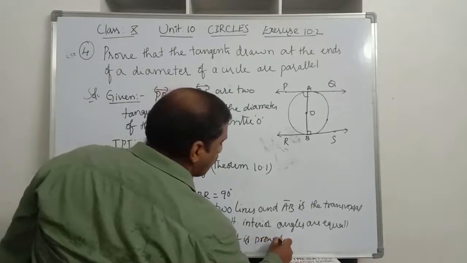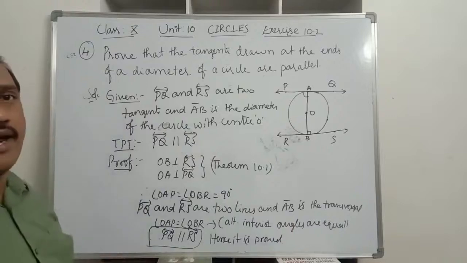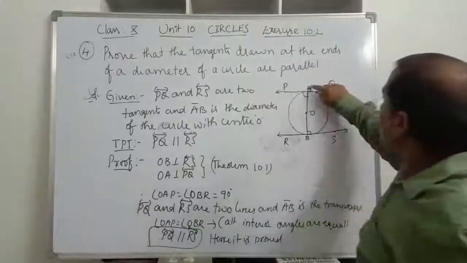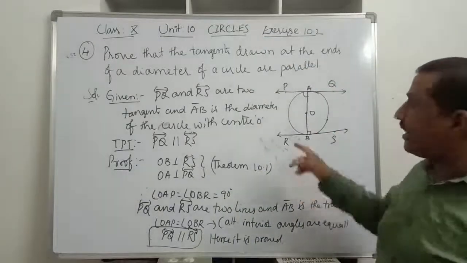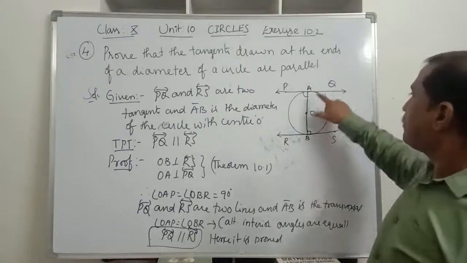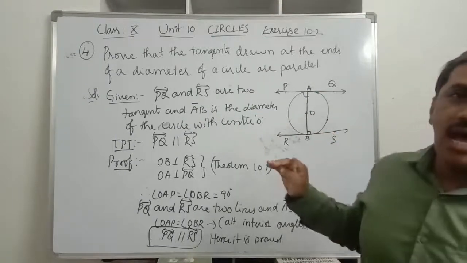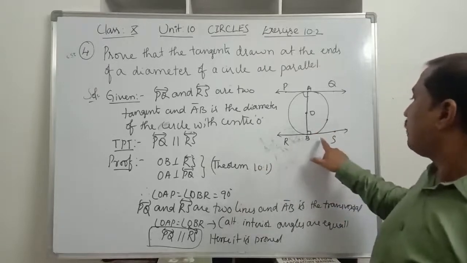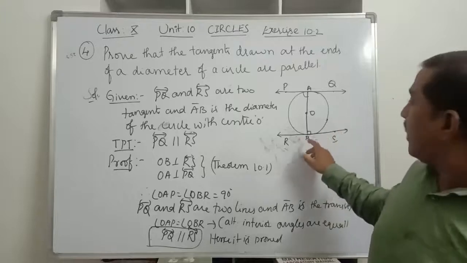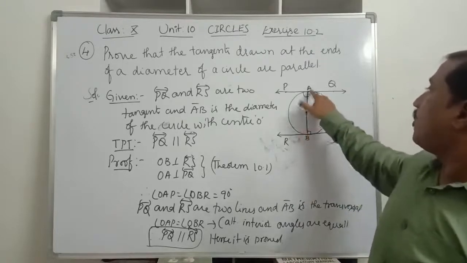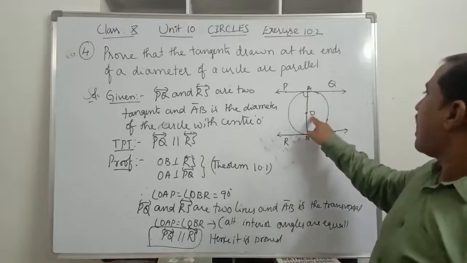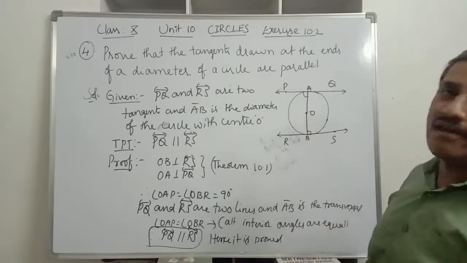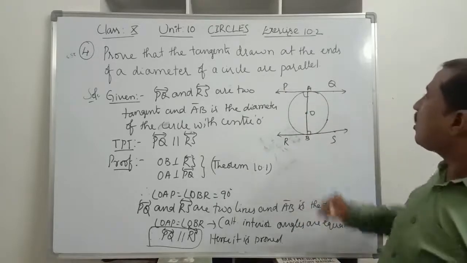So how have we proved this? The two tangents drawn at the end points of the diameter are parallel to each other. As we know, these are the two tangents, and points A and B are the points of contact. They are tangents to the circle at point A and point B. And we know theorem 10.1 says that the radius is perpendicular to the tangent at the point of contact. Hence OB is perpendicular to RS and OA is perpendicular to PQ. Therefore, angle OAP is equal to angle RBO. Both are equal to 90 degrees, and these two are alternate interior angles.